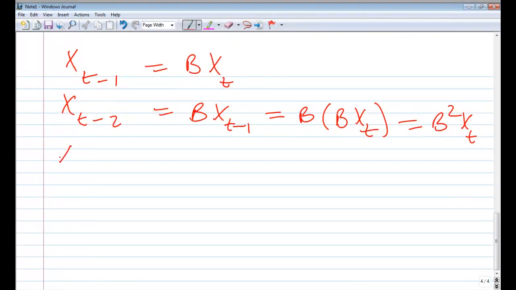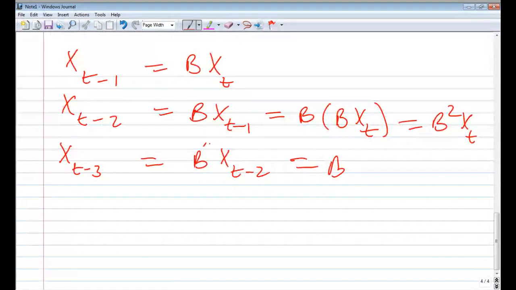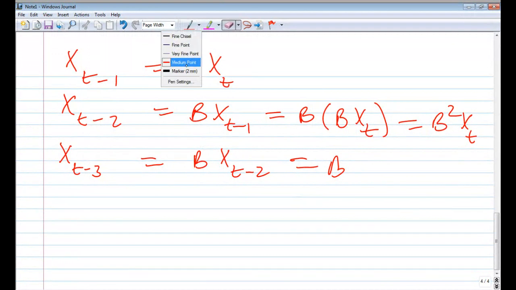The same applies to this one. xt minus 3 is equal to b xt minus 2. Can you follow the scenario? But xt minus 2 is equal to b squared xt. So we take that b, open brackets, multiply by xt minus 2. xt minus 2 is what? b squared xt.